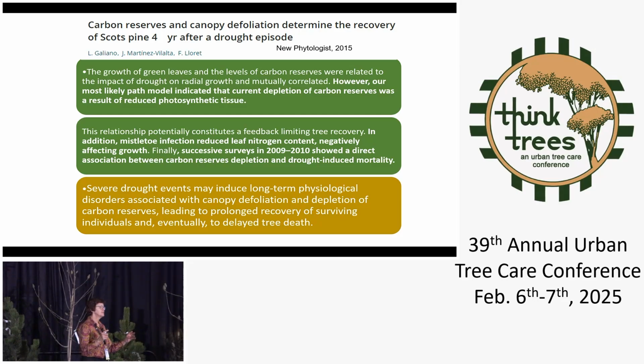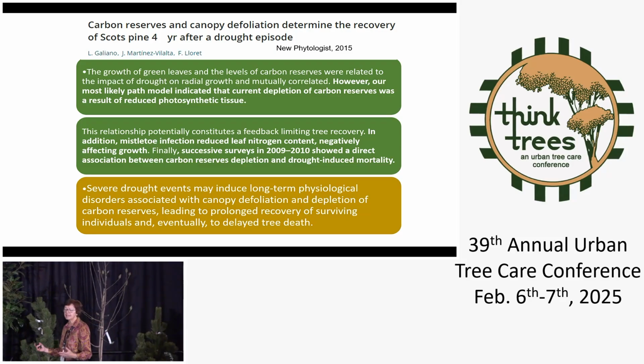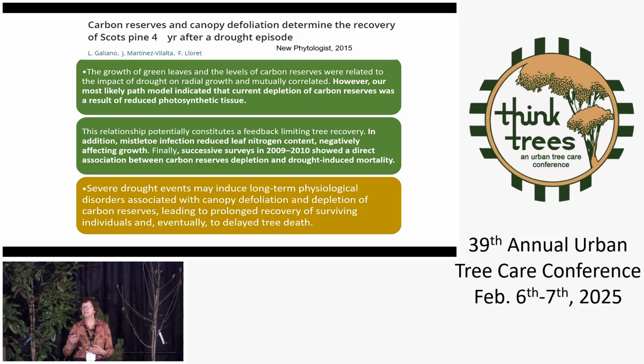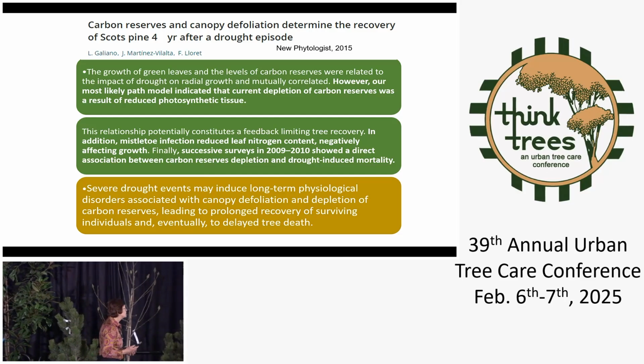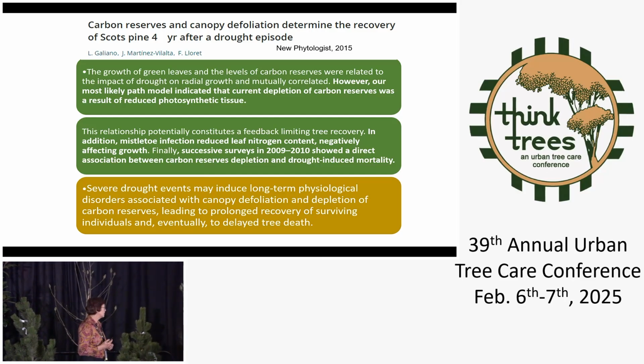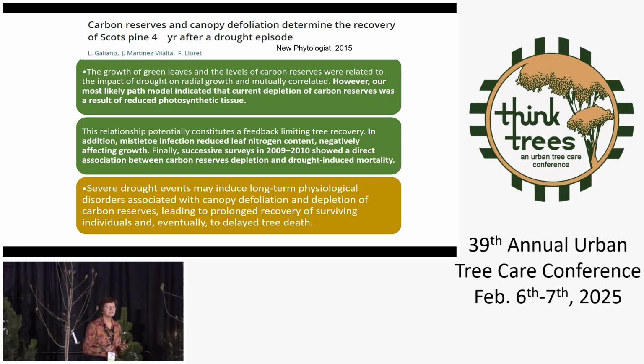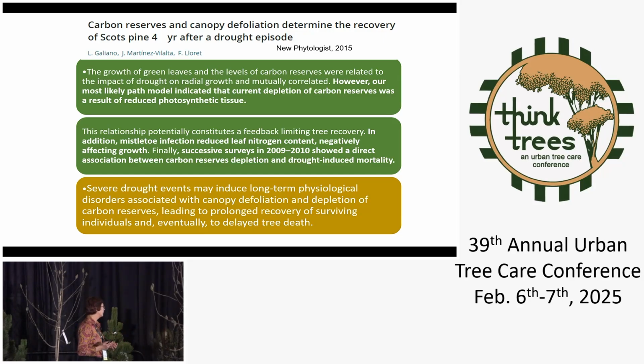So they measured a lot of different things within these recovering plants, and they found that because of the drought, even though now the soil moisture was there again, this is a natural system, so there was no irrigation. So these plants were rehydrated again, they're starting to recover, but over the next couple of years, they still lost a large number of the plants, which just starved because all the reserves had been depleted. An additional problem was mistletoe infection that reduced the leaf nitrogen content, and it also negatively affected growth. We'll talk about mistletoe in a couple minutes.